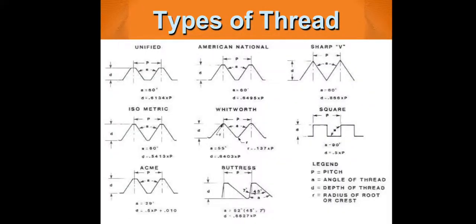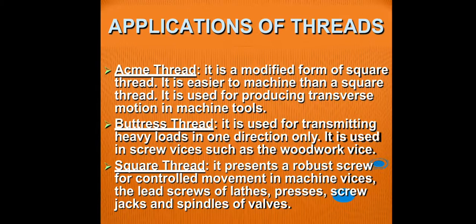And these are the different types of threads used in most of the industries: the Unified, American National, Sharp, ISO Metric, Whitworth, Square, ACME, Buttress. So these are all the different types of threads used for different applications.